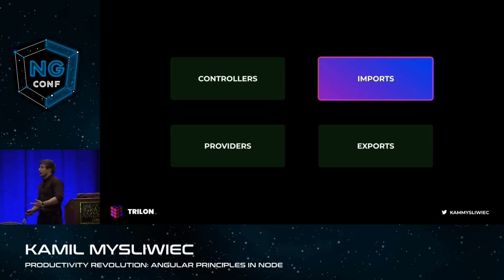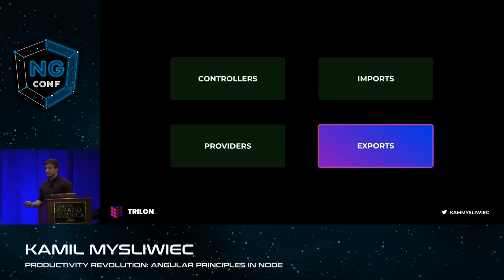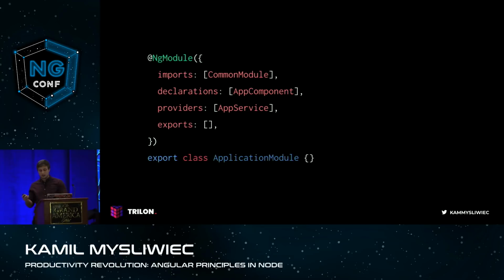A list of modules that actually defines the API of the module. And the last property, exports. And let's stop here for a moment. Why do we need exports if we don't have declarations anymore, right? So the reason is that providers in Nest are private by default. This is a very important thing to keep in mind. Every provider is encapsulated inside a module unless you explicitly export it, so then it's available for everyone.